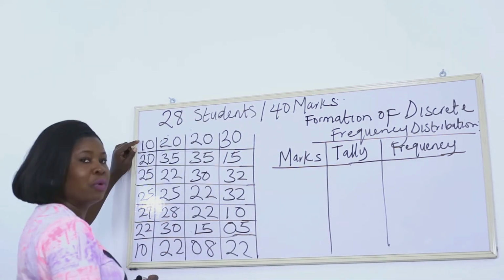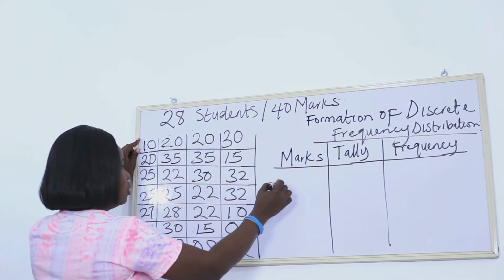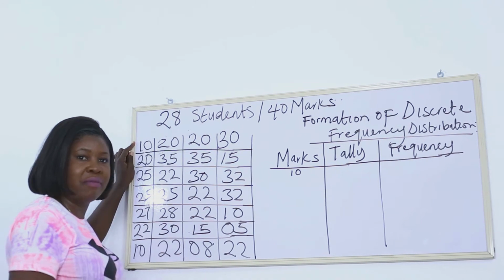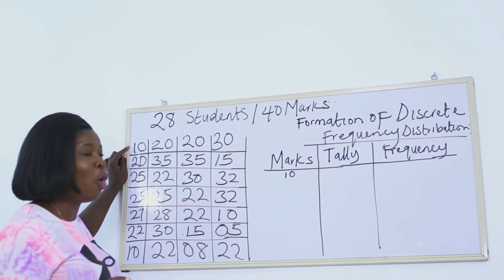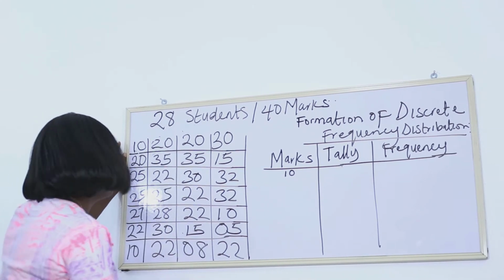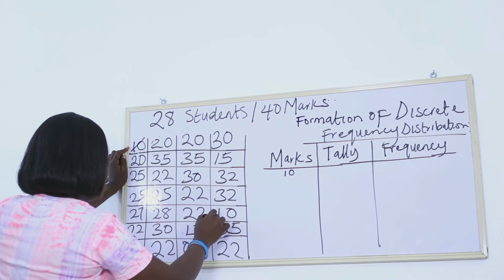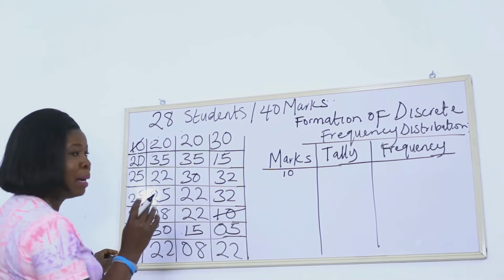So if you look at the board, the smallest mark or the least mark that we have is 10. So I'm coming here to write 10. If I look at the board, how many times has 10 appeared? I come here and mark out 10. 1, that's the first time 10 is occurring. 2, I mark out 10. And third, I mark out 10. So 10 has appeared 3 times.